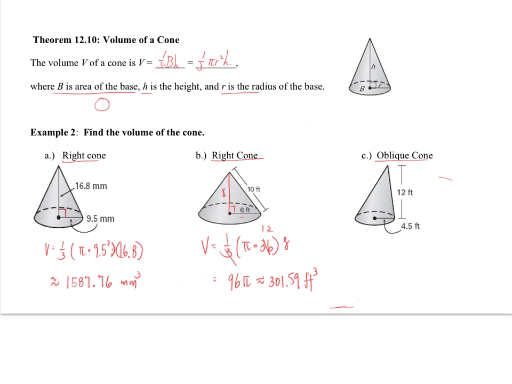And now we have an oblique cone, meaning it's slanted, but we're given the height, so that's okay. I'm going to go ahead and use the same formula. Volume equals 1/3 pi times r squared, so 4.5 squared, times the height of 12. And that gives you about 254.47 cubic feet.